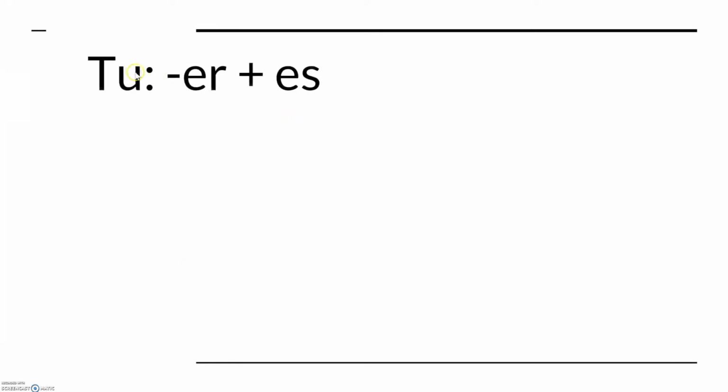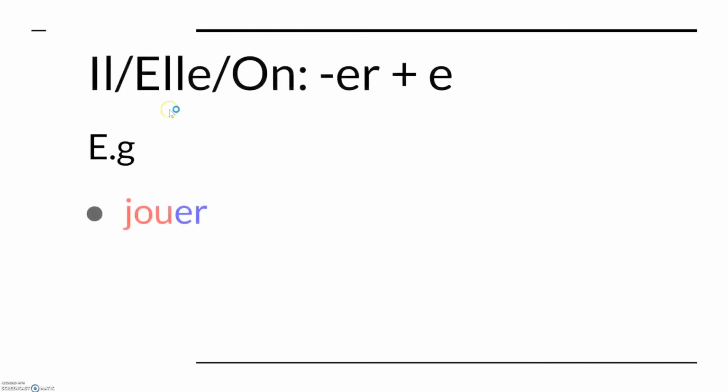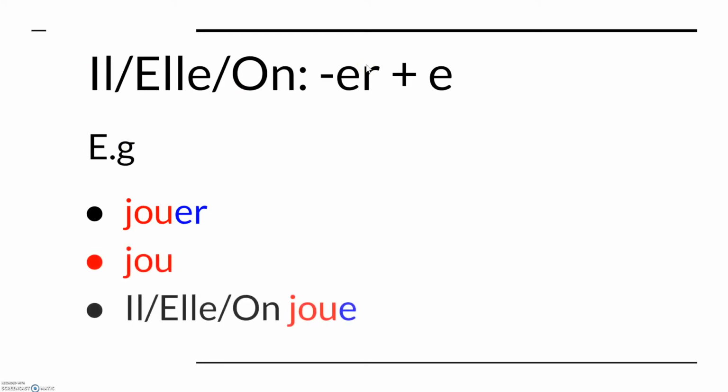If the pronoun you're conjugating the verb into is tu, i.e. you, here the verb visiter is visit, it's an ER verb. If you want to say you visit, you chop off the ER and you add ES. Ta-da! So now we have this verb jouer, which means to play. If you're going to use the pronoun il, elle, or on, for example, if you want to say he plays, it's an ER verb, you're going to chop off the ER and you're going to add an E onto it. These 3 words here mean he plays, she plays, one plays.